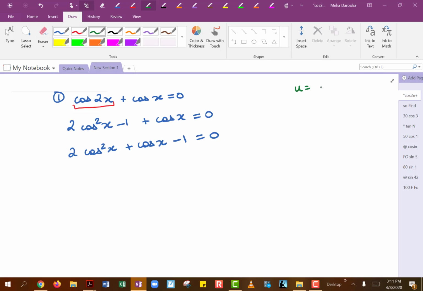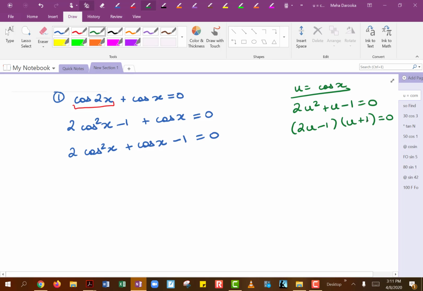So if we say, okay, let u equal cosine of x, then you can have 2 times u squared plus u minus 1 equal 0. So you're basically looking to factor this, and this will factor into 2u for the first term, u for the last term, and then of course this will factor into -1 here and +1 here. And it might be some trial and error for you to figure this out, but you will see this is the combination that will end up working.